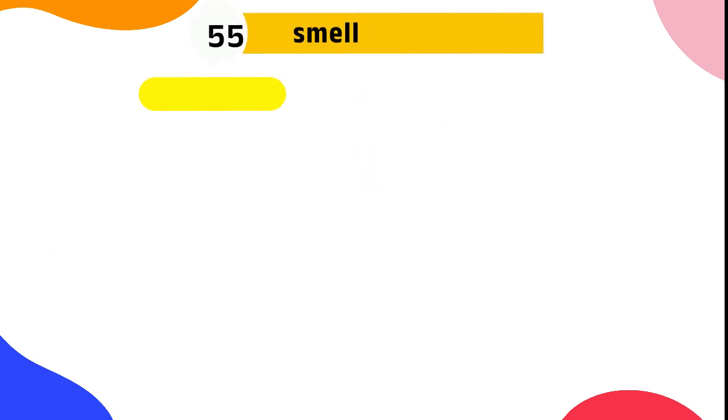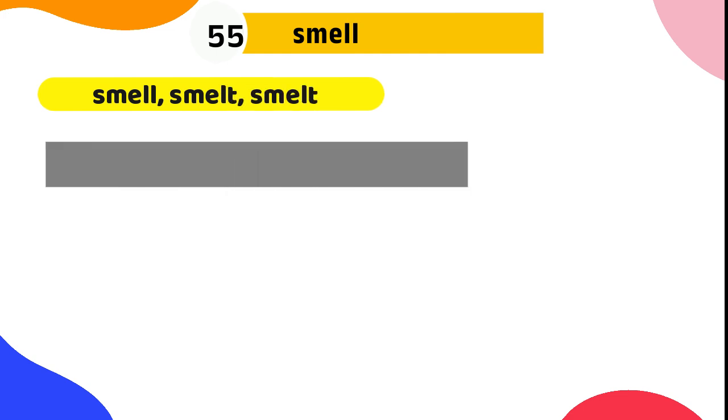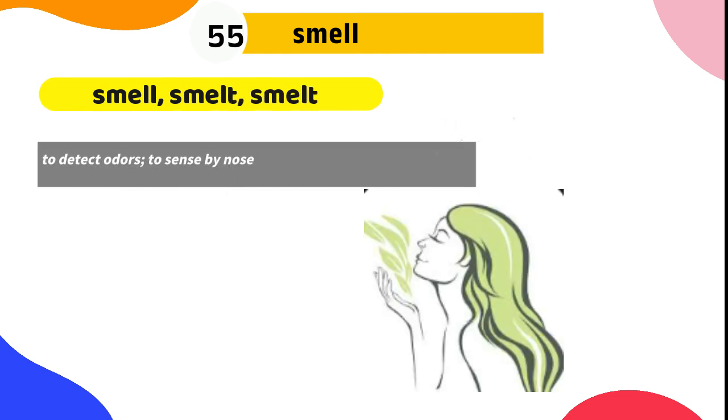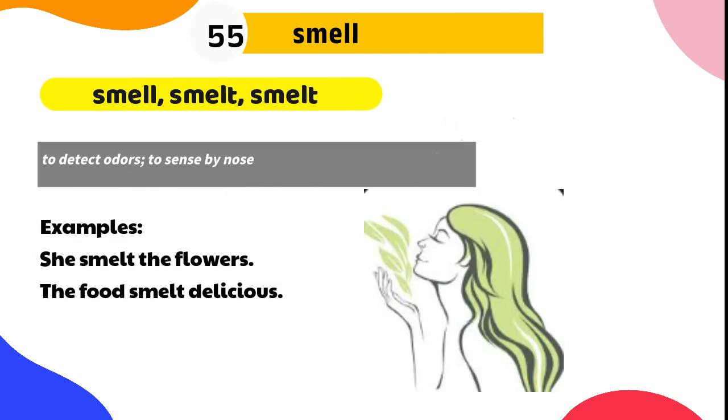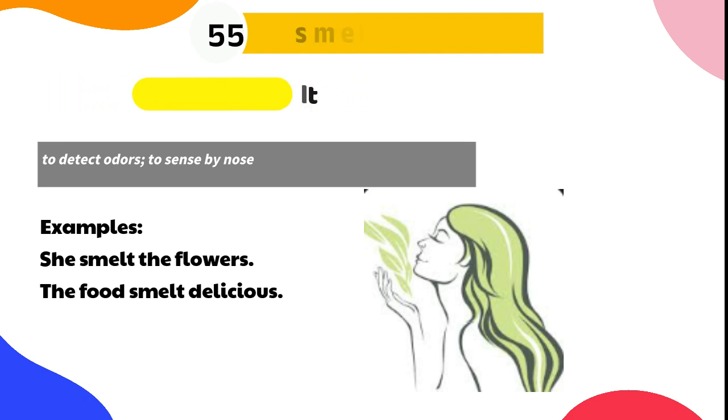Smell, smelt, smelt. Meanings: to detect odors, to sense by nose. Examples: she smelt the flowers. The food smelt delicious.